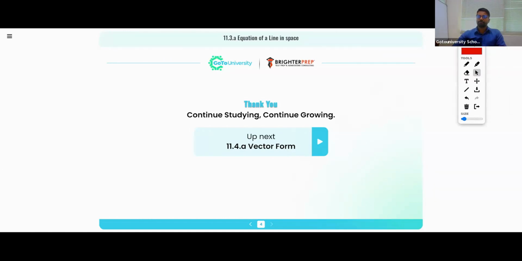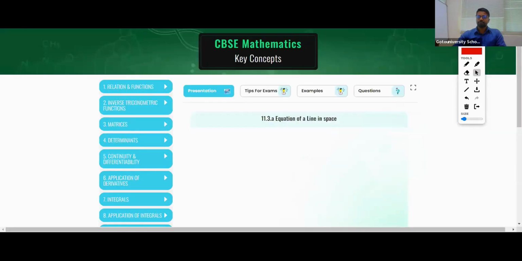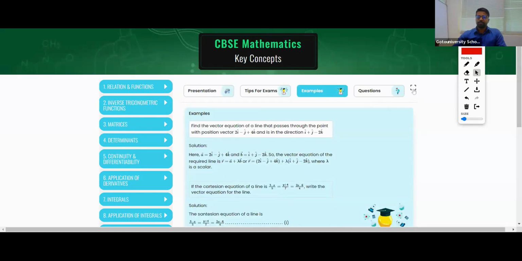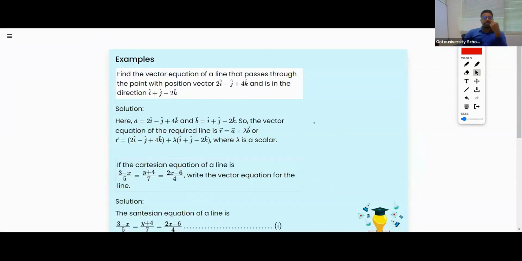So here we have this example. Let's see. Find the vector equation of a line that passes through the point with the position vector 2i minus j plus 4k. So let's imagine this. It's very important to imagine. Let's not just directly get into the formula. Let us first understand what they mean by this question.